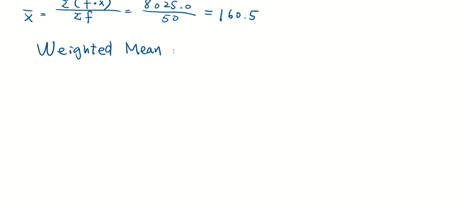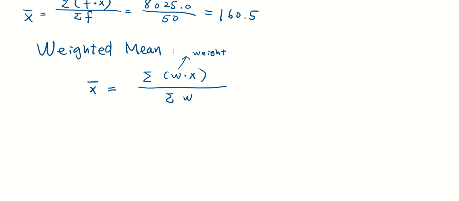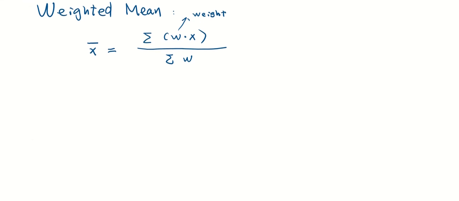Now let's talk about weighted mean. The formula in the textbook goes like this. Weighted mean, represented using x bar, which is the sample mean, equals the sum of w times x, where w means the weights, different weights. We'll talk about what weights are in an example. And that is divided by the sum of all the weights.